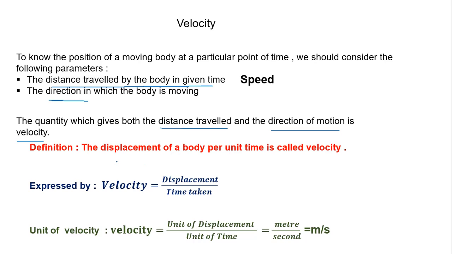So the velocity can be defined as displacement of a body per unit time, and it is expressed as displacement divided by time. The unit is the unit of displacement divided by unit of time. SI unit of displacement is meter and SI unit of time is second. So the unit of velocity is meter per second.